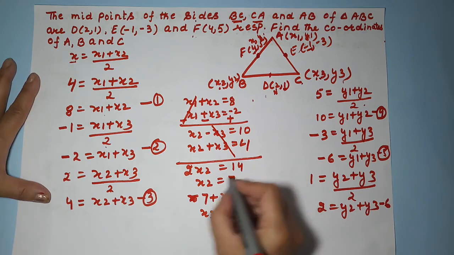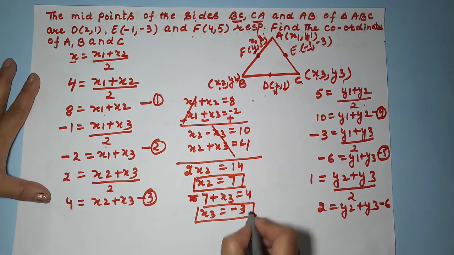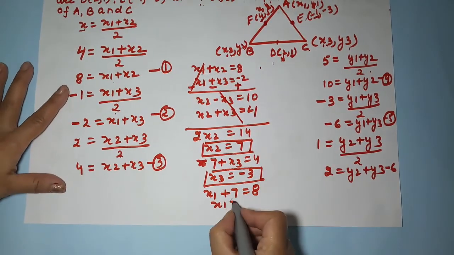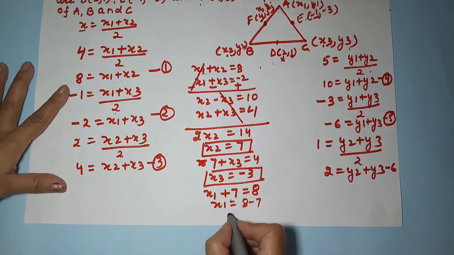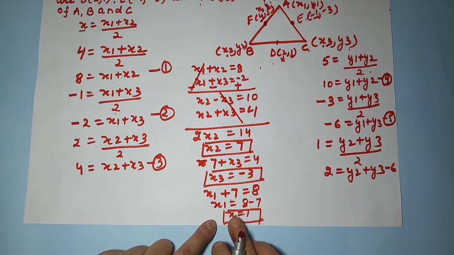You got the value of x2. You got the value of x3. Now you can get the value of x1. How? Substitute it here. So x1 plus 7 equal to 8. So x1 will be 8 minus 7. So x1 will be 1. So you got all the x's. That means x1, x2 and x3.